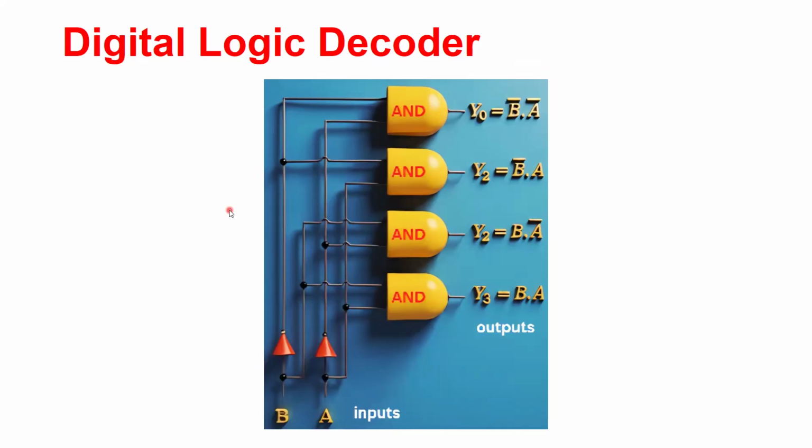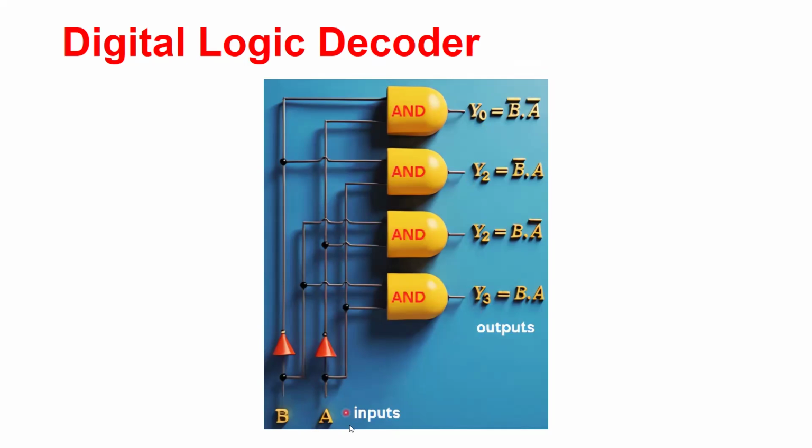So here is a schematic of a digital logic decoder circuit. Primarily, it is 2:4 decoder logic, where two inputs B and A are as shown, and four outputs starting from Y0 up to Y3. That's why it is called a 2:4 decoder.